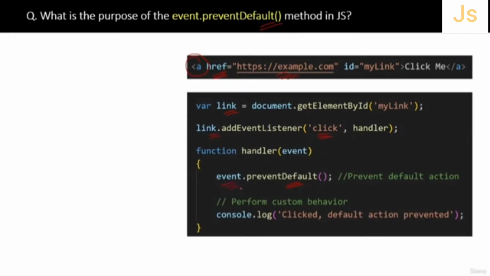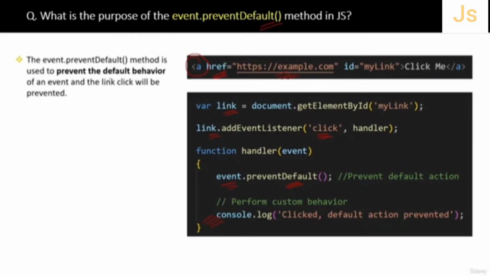Which will suppress the default behavior of this link. And that's how the click event will be disabled for this link. Instead of that, this next log line will be executed. The simple answer is the event.preventDefault method is used to prevent the default behavior of an event, and the link click will be prevented. Now you also know why this event object is important for us for doing various things, right? That is the one function of the event object only, right?